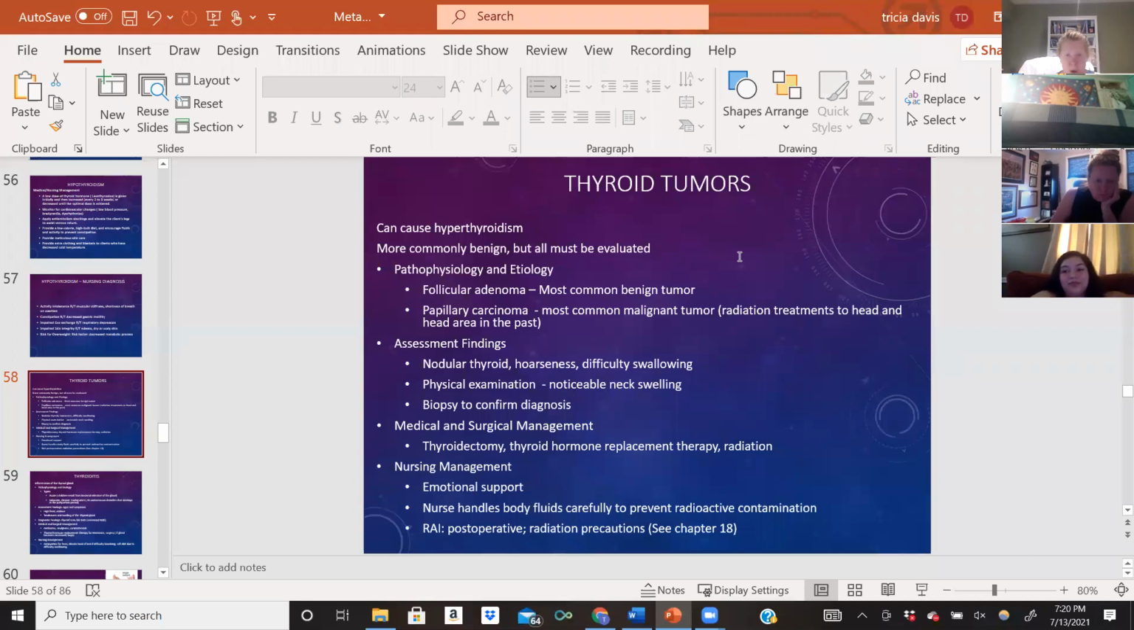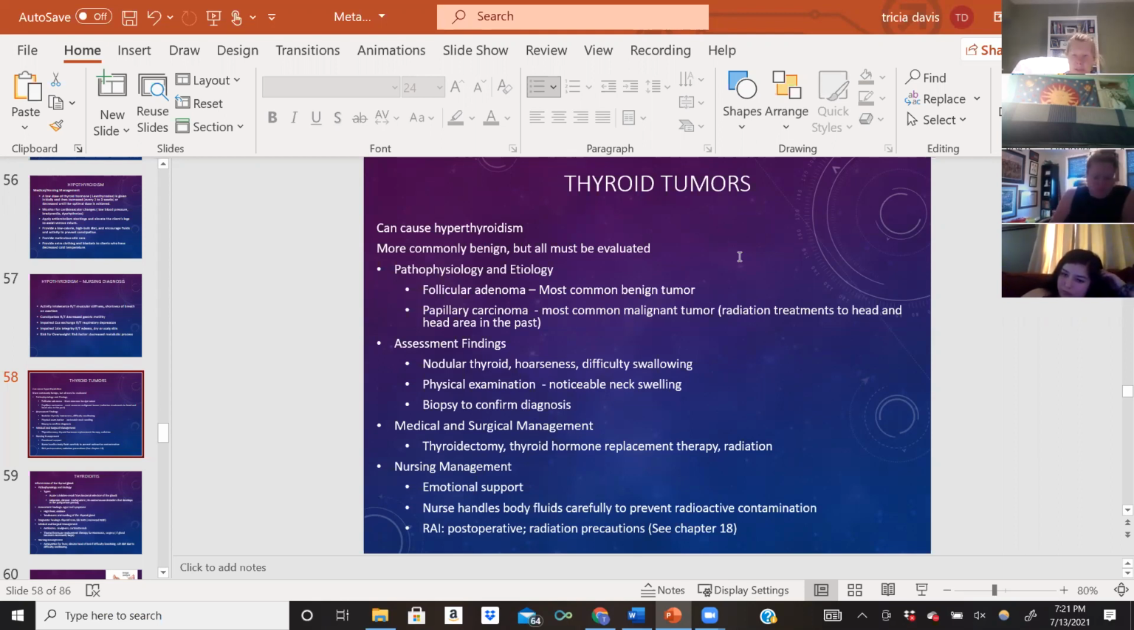So depending on what happens with them, if they have to be biopsied, the patients might need a thyroidectomy. They might need thyroid hormone replacement therapies. They might need radiation. It just depends on the outcome. So these patients, obviously, if they have cancer, they're going to require some emotional support. So the nurse wants to make sure that she's present with the patient and listens to the patient and gives them and their family members the support that they need, because obviously that's a difficult time.